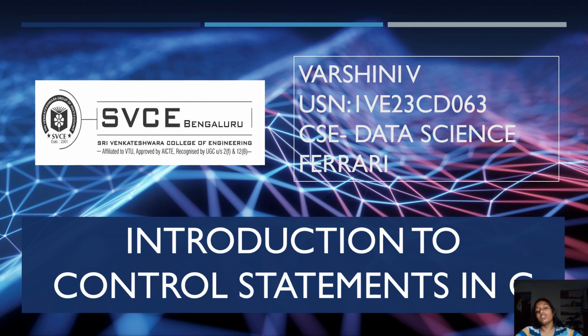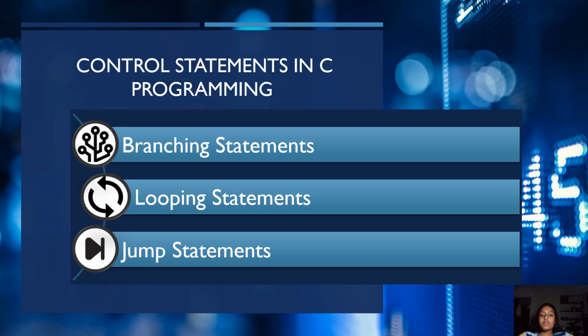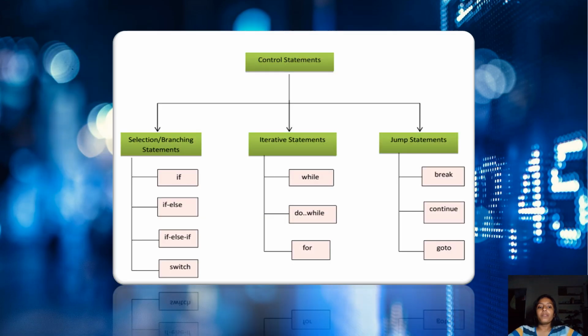Today we are going to be looking into the subject POP, that is Principles of Programming, and our topic for today will be Introduction to Control Statements in C. So control statements are the statements that are used to control the flow of the program. There are basically three types: branching statements, looping statements and jump statements.